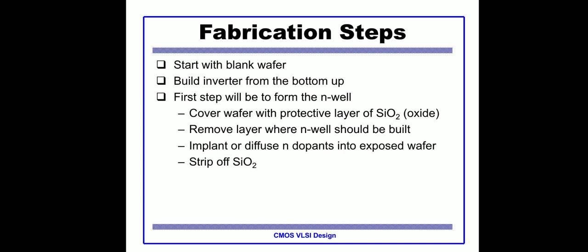The chosen wafer material is silicon because it is a clean, high quality semiconductor material suited for fabrication. We start with a blank wafer, and we can build this inverter from the bottom up. The first step is forming the N-well, which covers the wafer with a protective layer. Remove the layer where the N-well should be built, and then dope the exposed wafer. The protective layer we call silicon dioxide.